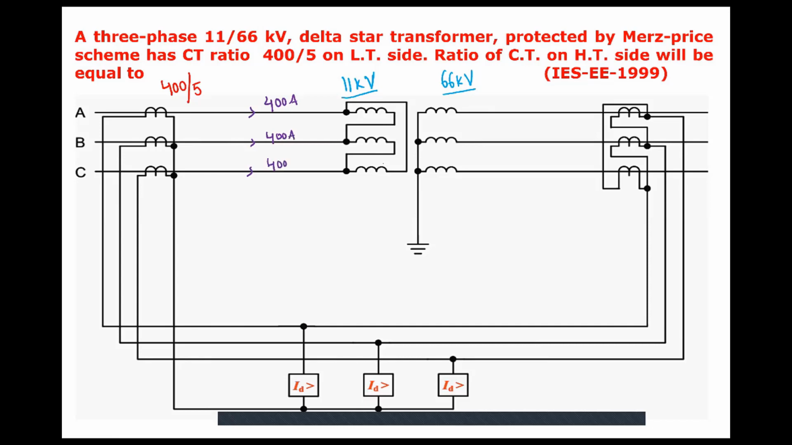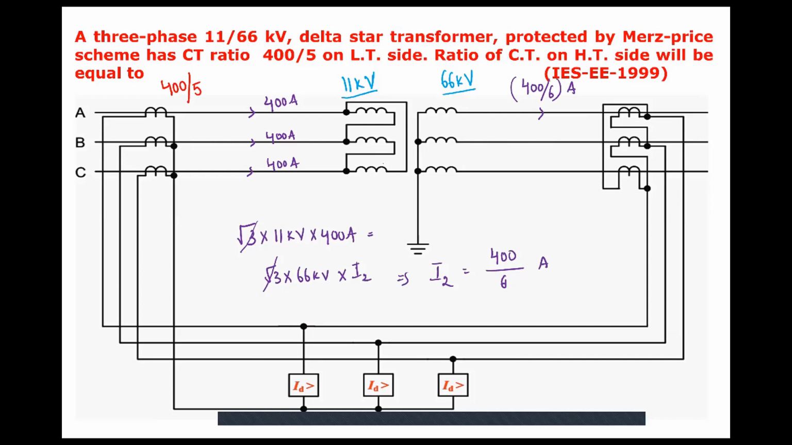So when the primary current is 400, we know that the MVA rating of the transformer is the same, that is √3 × 11 kV × 400 ampere is the same as √3 × 66 kV × the current on the secondary side. From this simple logic we get I2 as, √3 cancels, 400 divided by 6 ampere. This is the full load current on the secondary. Understand?